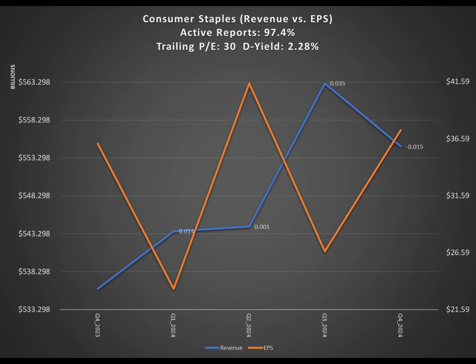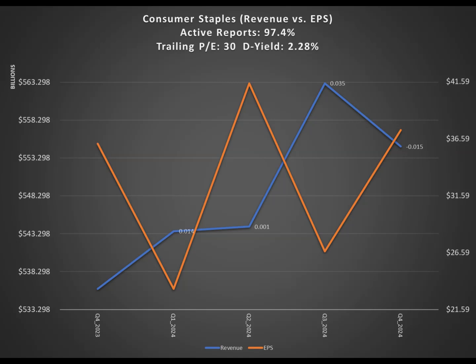Consumer staples sub-industries. Tobacco. Agricultural products and services. Distillers and vintners. Packaged foods and meats. Household products. Soft drinks and non-alcoholic beverages. Consumer staples merchandise retail. Personal care products. Food retail. Brewers. Food distributors. Drug retail.